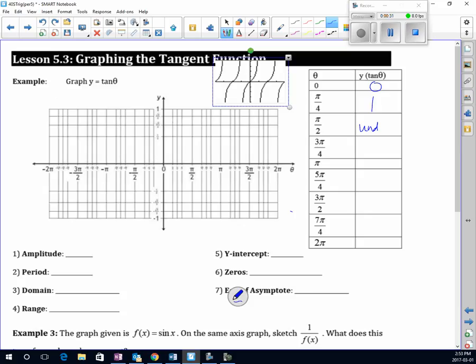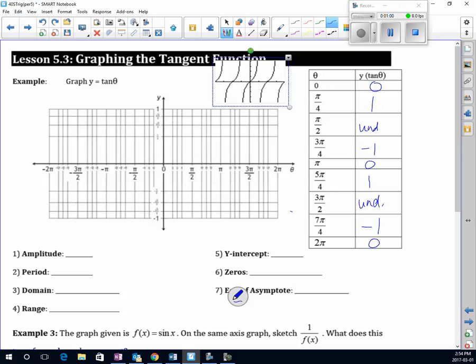Negative 1? Tan of pi, 0. Tan of 5 pi over 4. 1, yeah, because that's the quadrant tan's positive in, right? Tan of 3 pi over 2, undefined. Tan of 7 pi over 4, negative 1, and tan of 2 pi, 0.